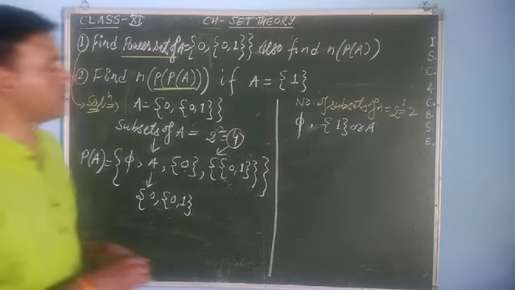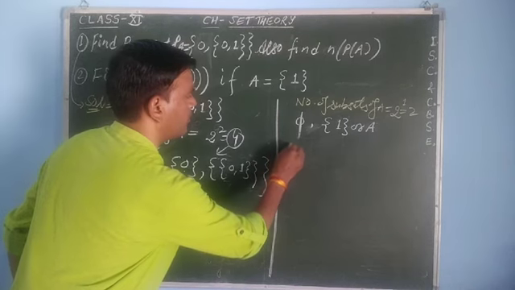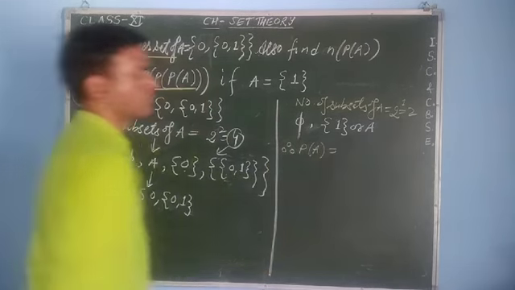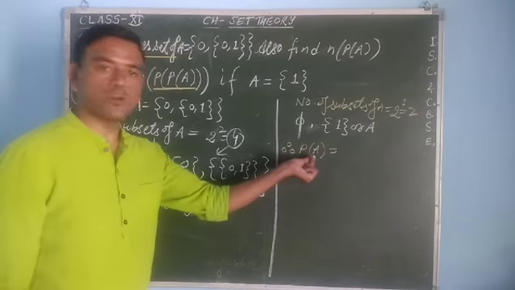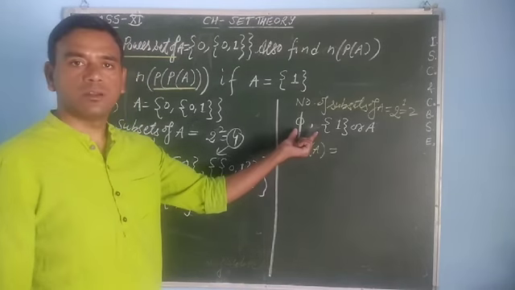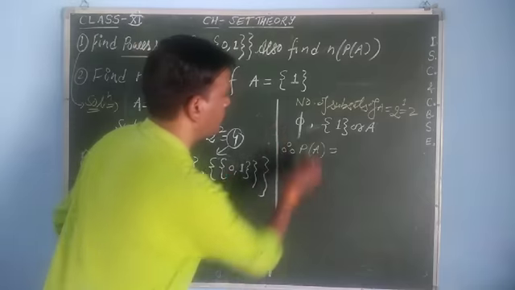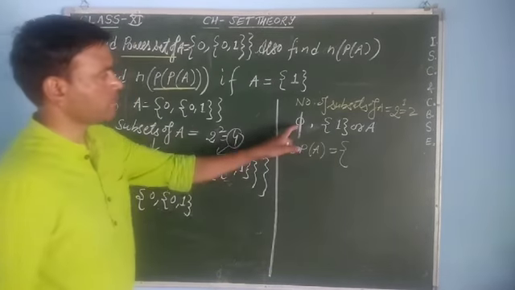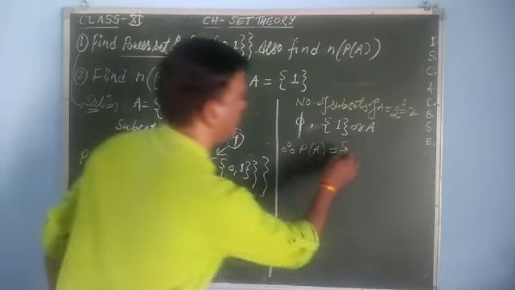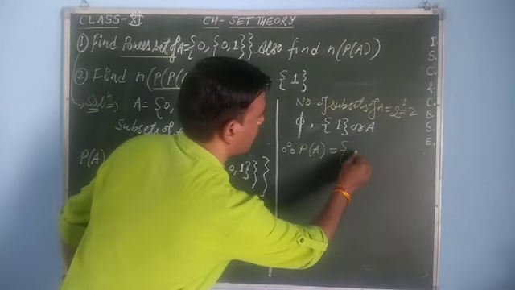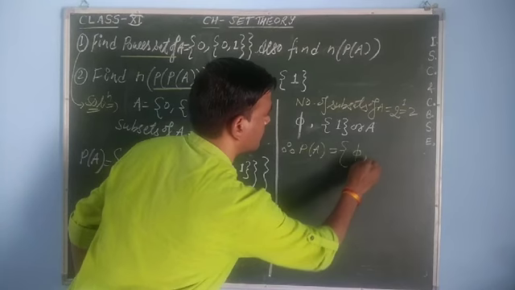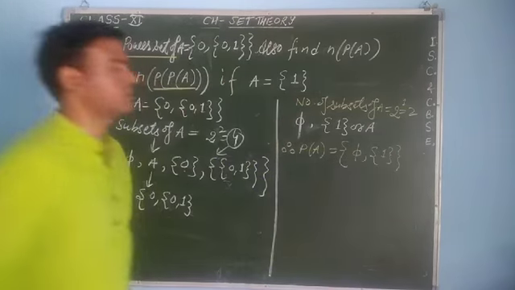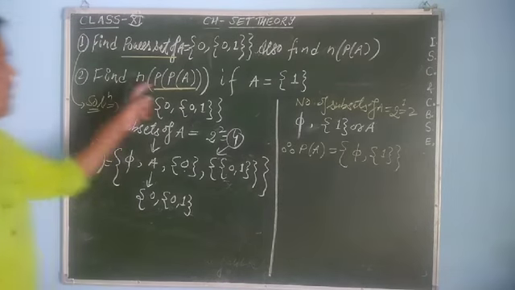Therefore P(A) will be, power set of A means the collection of all subsets of A. So all subsets of A are phi and {1}. It means you can write here power set of A as {phi, {1}}. You can put this as such. Now we have to find out P(P(A)).